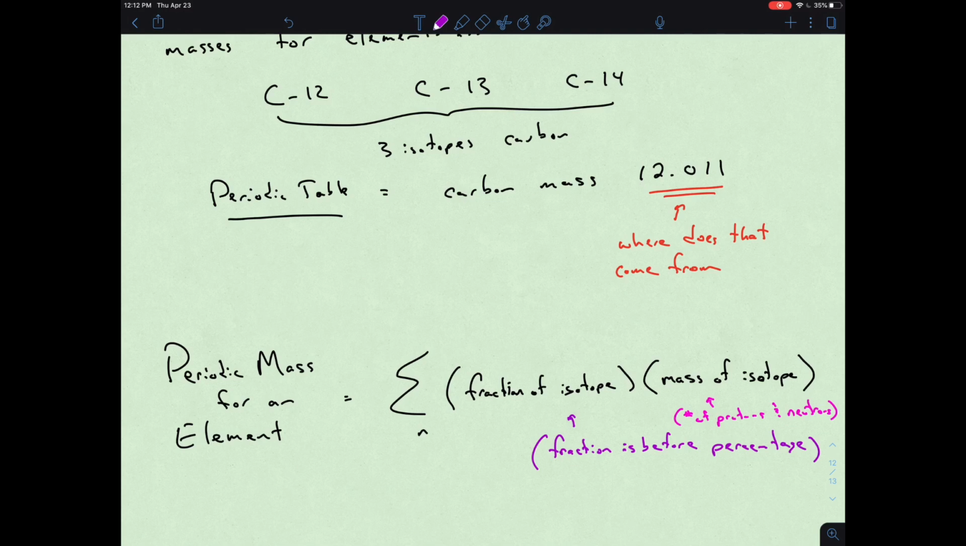So that's how we get the periodic table mass. It actually means that even though carbon is comprised of 3 isotopes, C12, C13, C14, most of carbon actually exists as C12. And that's because our periodic table mass is 12.011. So the weighted sum is really close to C12. And so that would mean that the fraction of that particular isotope must actually be the greatest.